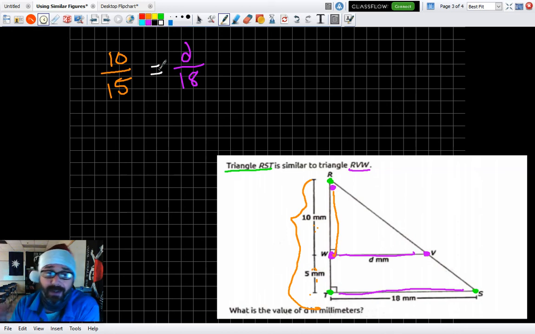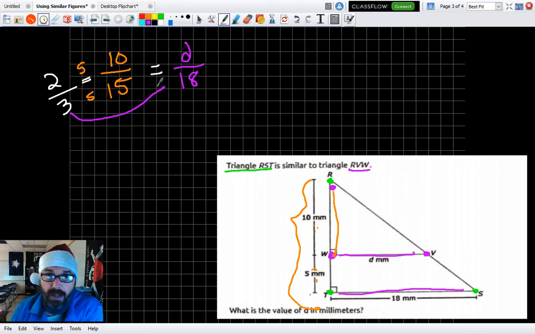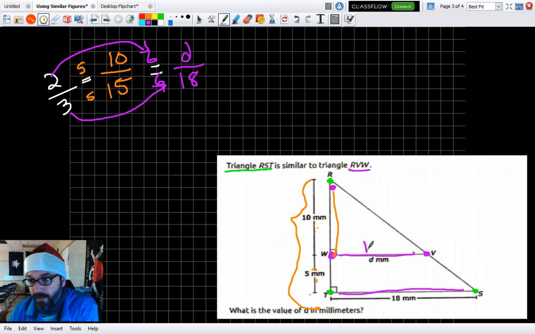Now that was the bell, so I kind of got to hurry. So we're only going to do this one way. So I'm going to divide by 5 and 5 to get down to reducing this. 2 times 5 is 10. 3 times 5 is 15. Now I'm going to figure out my relationship here. 3 times 6 is 18, so I put the 6 on top. 2 times 6 is 12. So I know that D is 12.